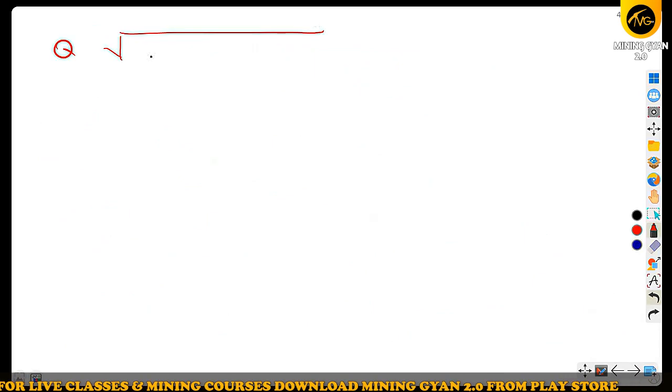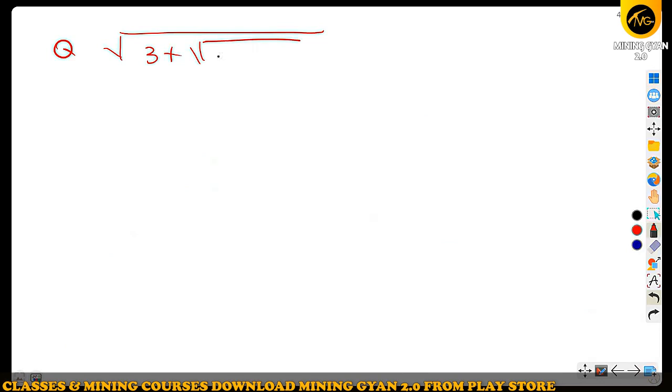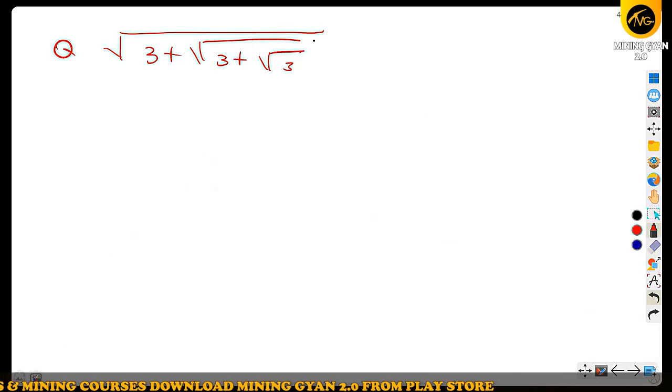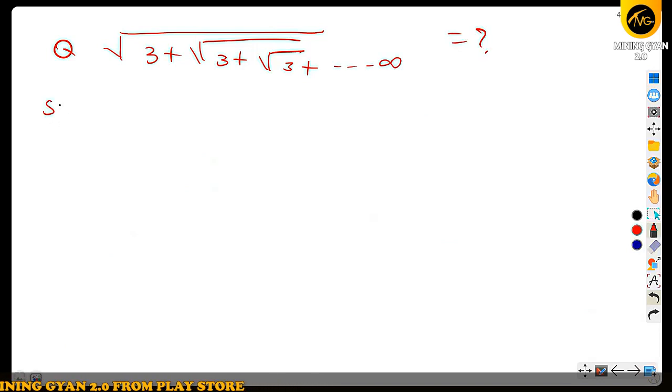Suppose the question is 3 plus root over 3 plus root over 3 plus, to the infinite. Now, we know there is no chance to convert into their factors or break down into their factors of 3. So there is the plus sign used in this type of question, so we can easily go to the bigger number of 3. Now, what is the bigger number of 3 which can be easily broken down into factors?